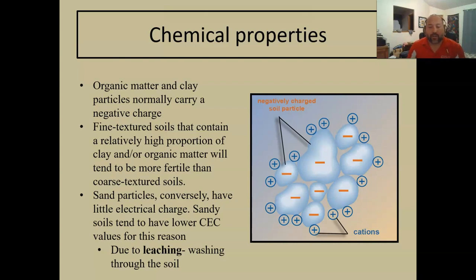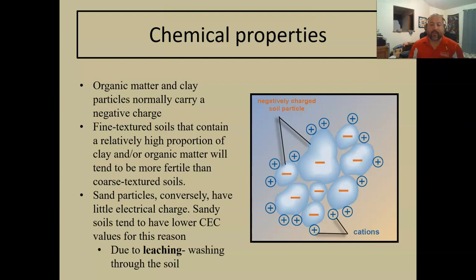Fine textured soils that contain a relatively high proportion of clay and/or organic matter will tend to be more fertile than coarse textured soils, or soils that are very sandy, because they've got this high surface area. They're going to be more fertile because they've got more of this negative charge that's readily able to accept these positively charged cations. Sand particles, conversely, have little electrical charge.